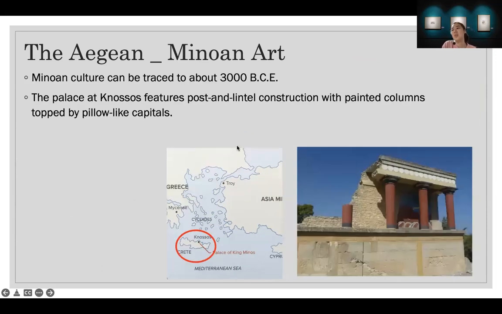And the Minoan culture is based on the island of Crete. It's right here, at the southern end of the Aegean, centered on the great city of Knossos. Minoan culture can be traced to about 3000 BCE. We take the name from a legendary king called Minos, who supposedly ruled at Knossos. The palace at Knossos features post and lintel construction with painted columns topped by pillow-like capitals.